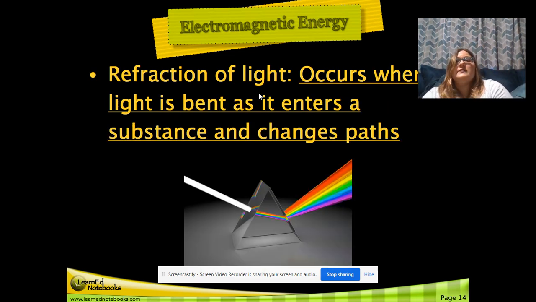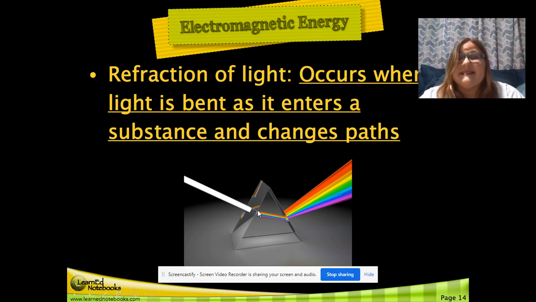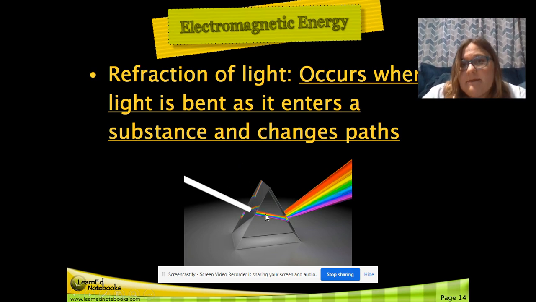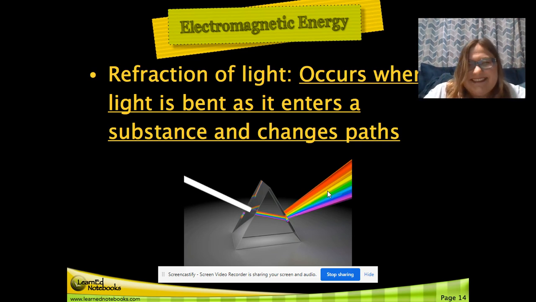Refraction of light occurs when light is bent as it enters a substance and changes paths. It's changing the medium. So this light here is going through a gas. It's the surrounding air. It hits the prism. A prism is a solid. Notice it bends here a little bit, and then it bends as it goes out because it's going back to a gas. Light travels fastest in a gas and slowest in a solid. Because of that, you're changing the speeds of how fast it's traveling. And remember, it's always fast.